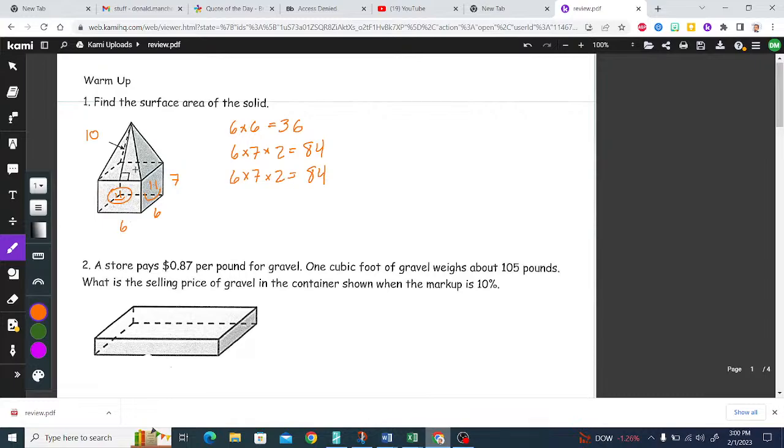And then we also have the top. This top piece is 4 triangles, and each of those triangles is 1/2 the base, which is 6, times the height, which is 10, and so that's 120. So we said then that 36 plus 84 plus 84 plus 120 gives us 324, and whatever units, I'm just going to throw inches on there, inches squared.